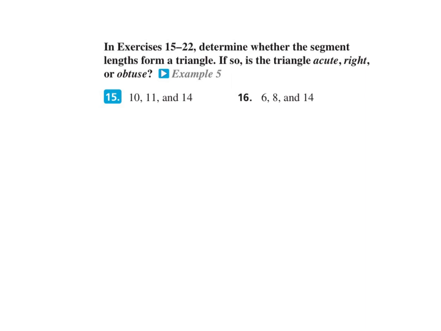Determine whether the segment lengths form a triangle. If so, is the triangle acute, right, or obtuse? So first of all, the two smaller sides added together have to be bigger than the third side. So yes, it makes a triangle. Now, is it acute, right, or obtuse?